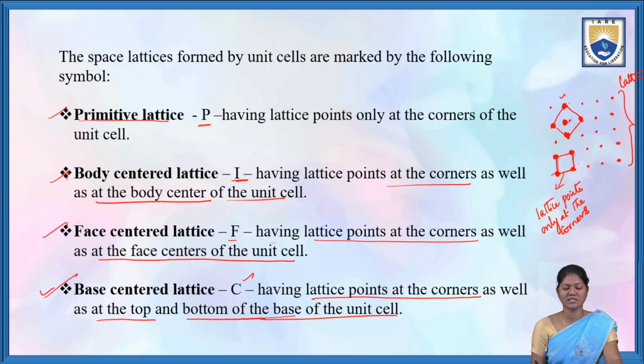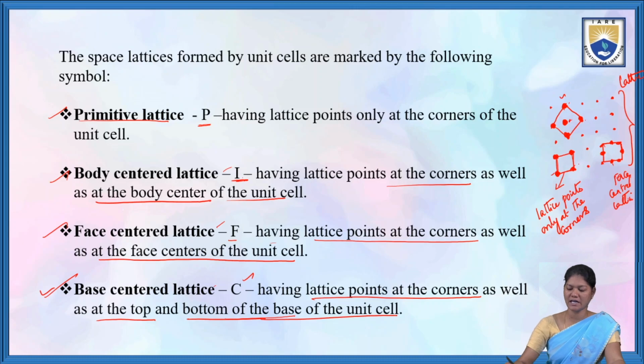So the space lattice formed by a unit cell can be symbolized with P, I, F and C, called the primitive lattice, body centered lattice, face centered lattice and base centered lattice. Face centered lattice means it may have one lattice point here, here and here. So at each face, there will be a lattice point at the center. So this is called the face centered lattice.